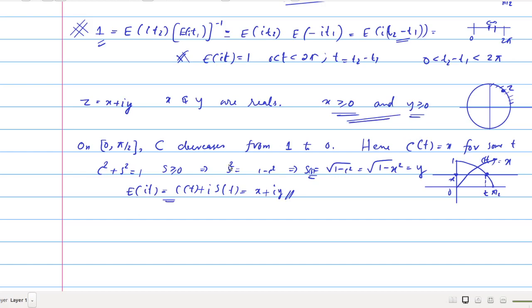Now we consider the second quadrant. If x is less than 0 and y is greater than or equal to 0, we are considering this part.